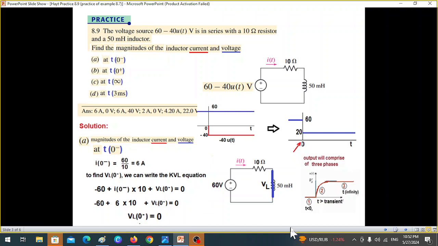You could have found this directly just by seeing the circuit. Since there is no resistance, there will be no voltage drop across the inductor, and the voltage drop would be 0. Okay, and this is the answer. The first part of the answer is the same that we found, 6 ampere and 0 volt.